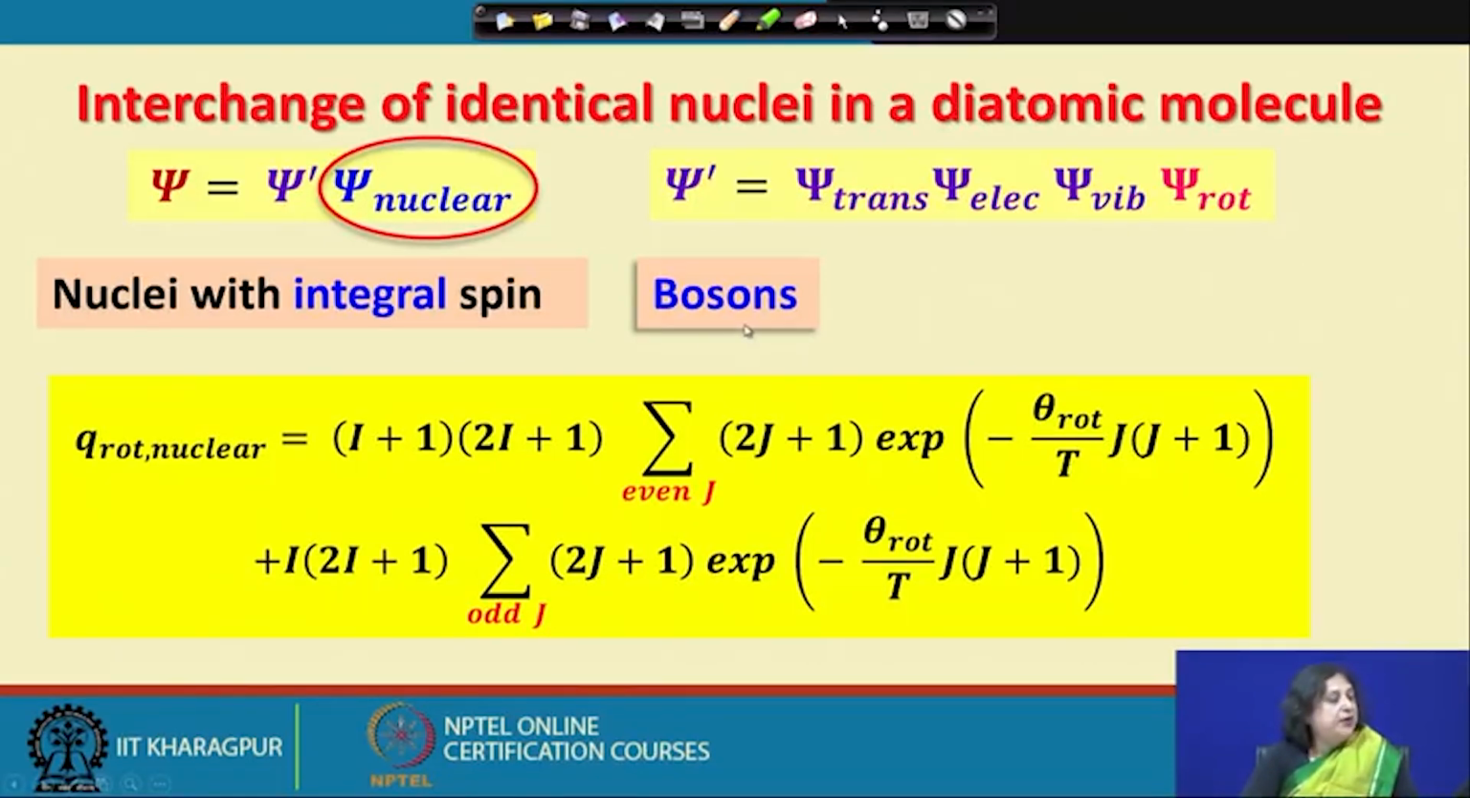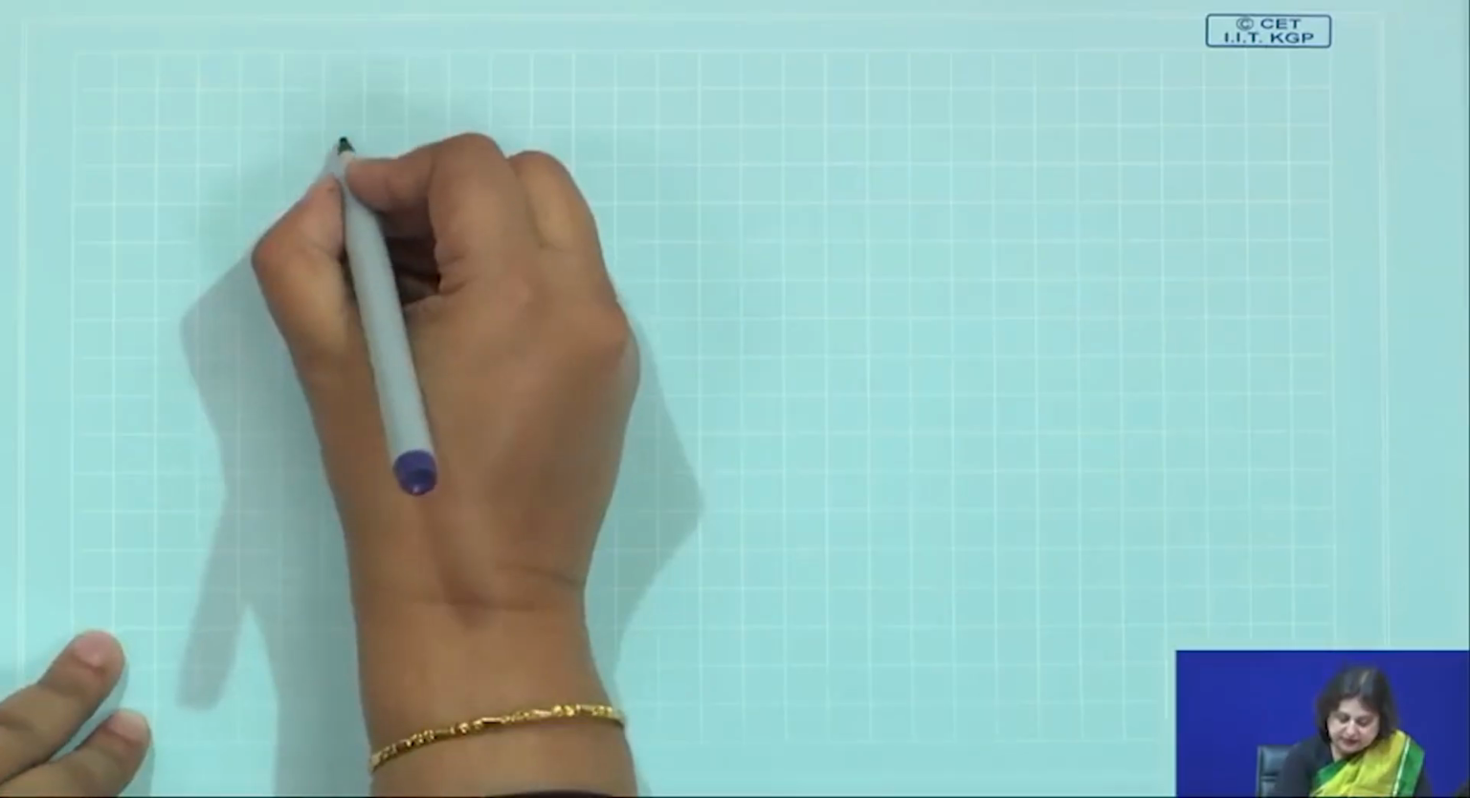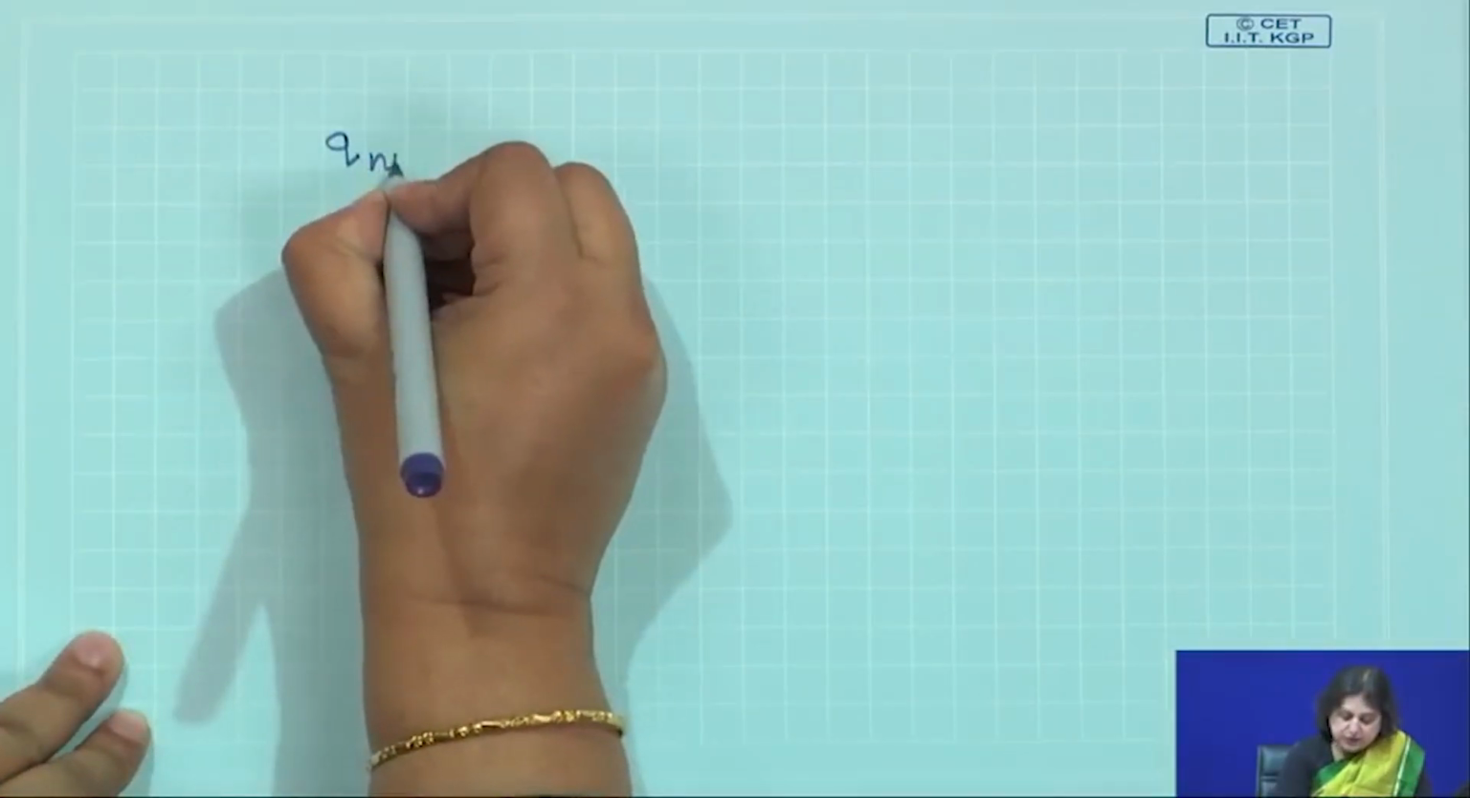So, if I have a bosonic system, then I have here overall psi, its symmetry property is dependent on the rotational part psi prime and psi nuclear. And those two will control the symmetry dependent part of the single particle partition function, which I have denoted here as Q rot nuclear. In general, for any given system, I know that what is Q nuclear?